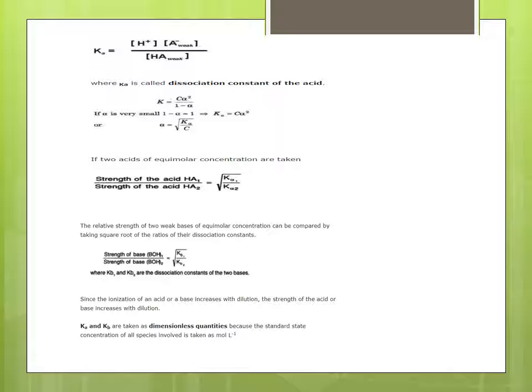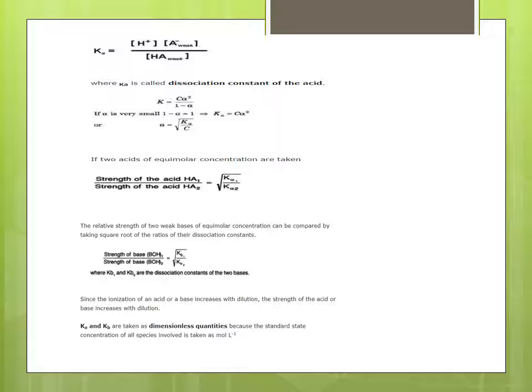If alpha is very small, then 1 minus alpha is approximately equal to 1. In that case, Ka will become equal to C alpha squared. So alpha will be under the root of Ka upon C. If two acids of equimolar concentration are taken, then strength of the acid HA1 upon strength of the acid HA2 will be under the root Ka1 upon Ka2.